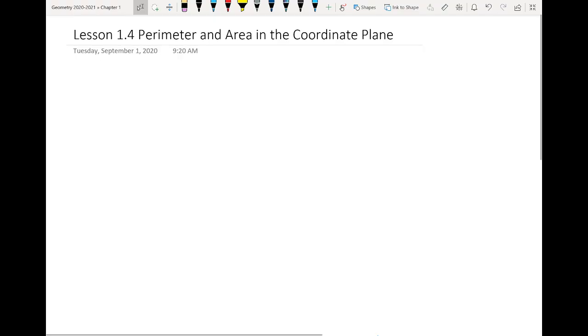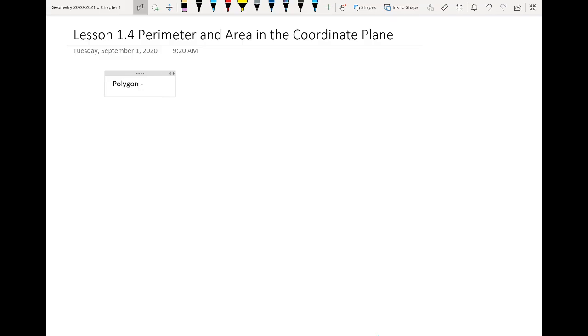All right, our next lesson is going to be lesson 1.4, which involves the perimeter and area of a couple different polygons in the coordinate plane. So, with those, we need to actually identify a few concepts. And the first one is what a polygon is.